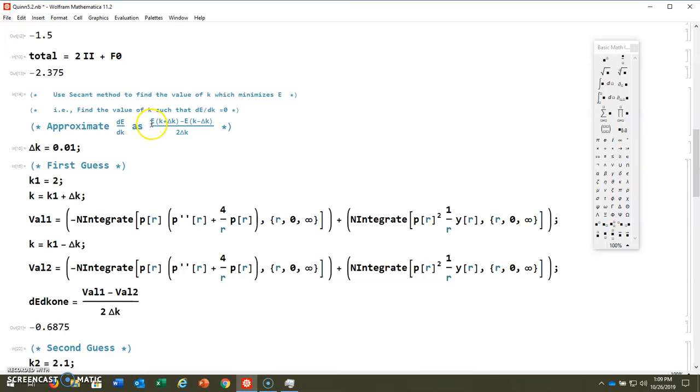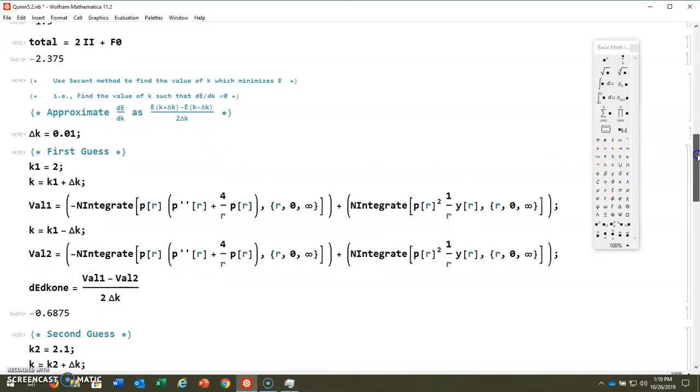So what I want to do is drive dE/dk to 0 using this approximation for it, where delta k is a small value. The smaller the better, really. So I used a value of 0.01. The secant method, the details, the formula for that, you can find in any numerical analysis textbook. It's a very commonly used way of finding roots of equations.